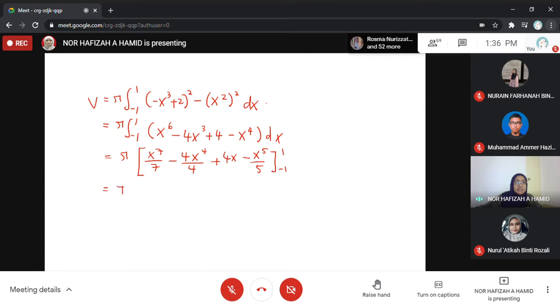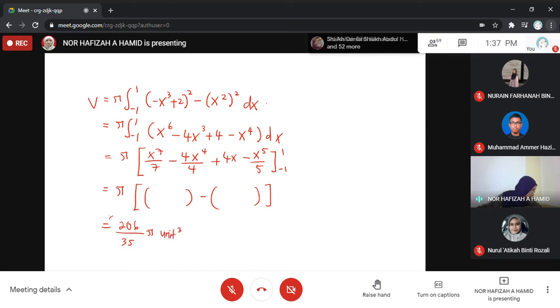Then you substitute the value. You substitute the upper limit, minus the lower limit. So the final answer is equal to 206 over 35 pi, unit cube. You will recalculate this later, I am not sure whether the answer is correct.